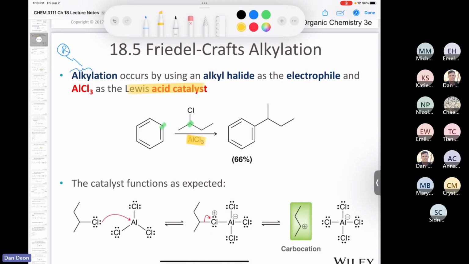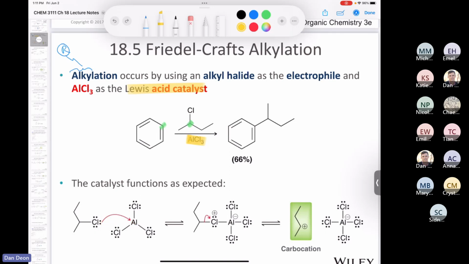Right? We saw the mechanism for nitration, sulfonation, bromination, chlorination, and we saw that they were all pretty much identical, and there's going to be very few exceptions throughout this chapter. So if we look at the reaction between the alkyl halide and our Lewis acid, we see that the chlorine dumps electron density, right? It acts as a Lewis base. It dumps electron density into our aluminum atom on our aluminum chloride, which is our Lewis acid.